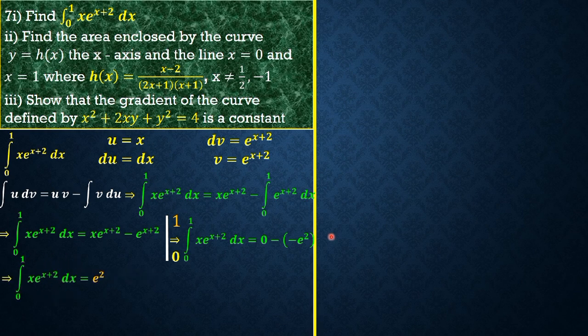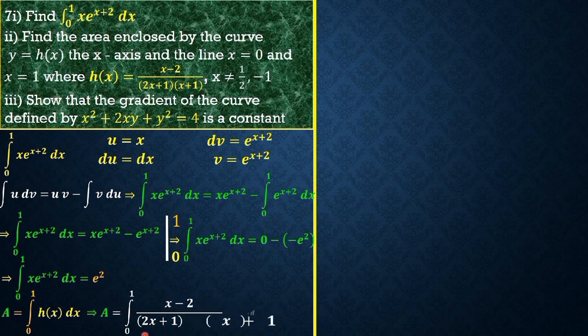Okay. The next part now wants us to find the area enclosed by the curve h of x and the x-axis, where h of x equals that. Alright. So guys, the area, according to Riemann's approximation for an area, is simply given as the definite integral going from 0 to 1, the x values, of just h of x dx. That therefore means we are going to have the integral from 0 to 1 of h of x, which is given as this. But friends, we have to express it in partial fractions to be able to integrate it.